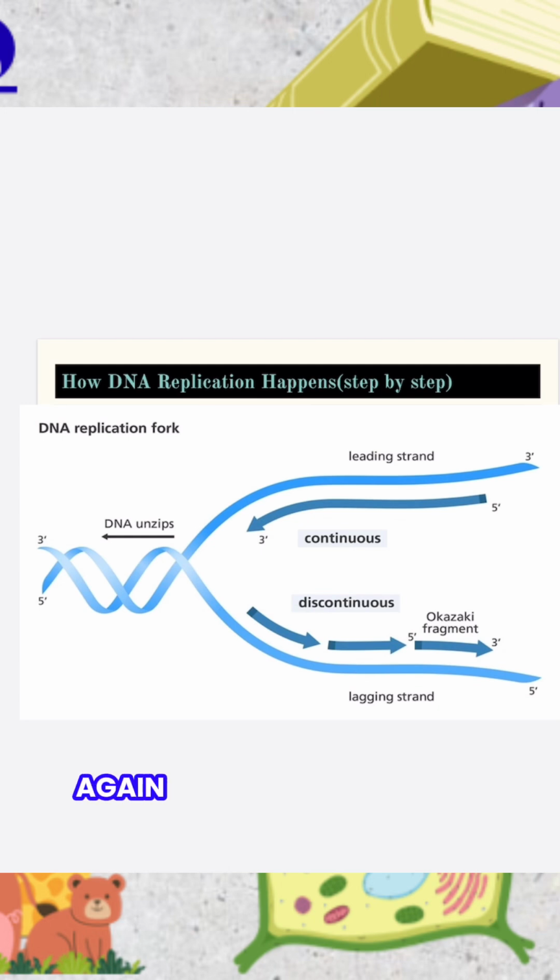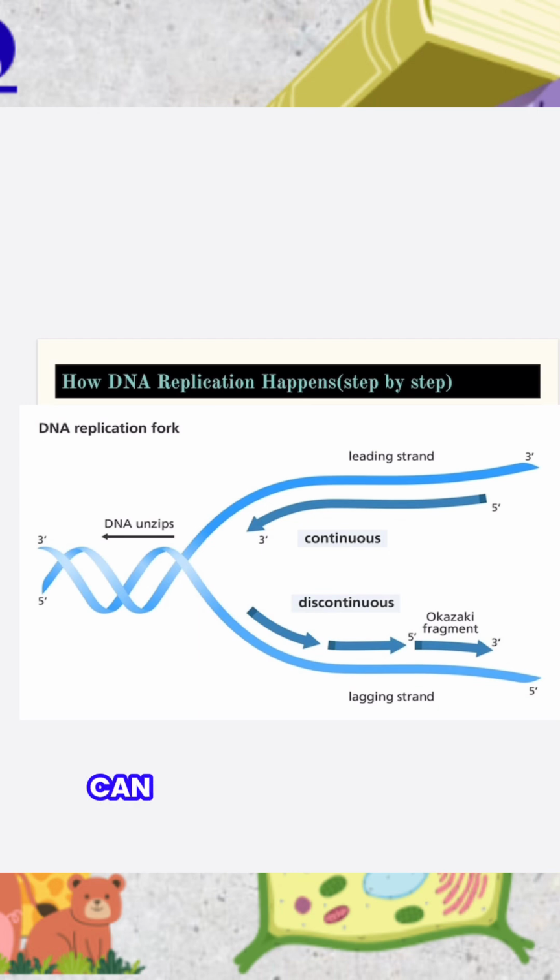Now let me go again. I said there is a twist. These two DNA strands run in opposite directions. Because of that, like this new DNA that is added, they both run in opposite directions. The leading strand is copied smoothly and continuously, and the lagging strand is copied in a short section called the Okazaki fragment, since it runs in the opposite direction.